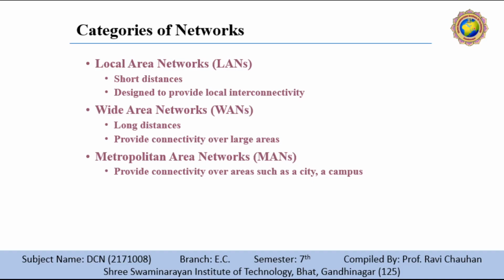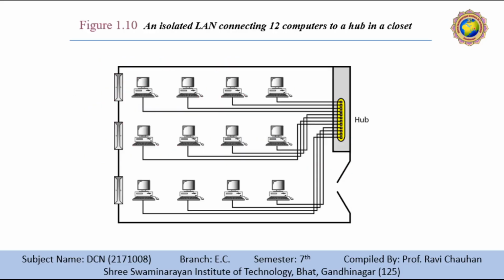Starting with LAN. A local area network is usually privately owned and links the devices in a single office, building or campus, as shown in this figure. Over here, 12 computers are connected with a hub.